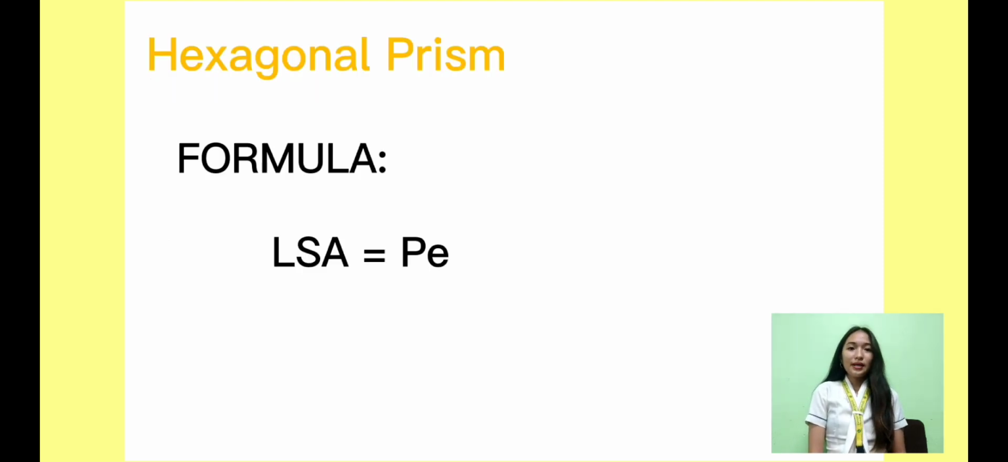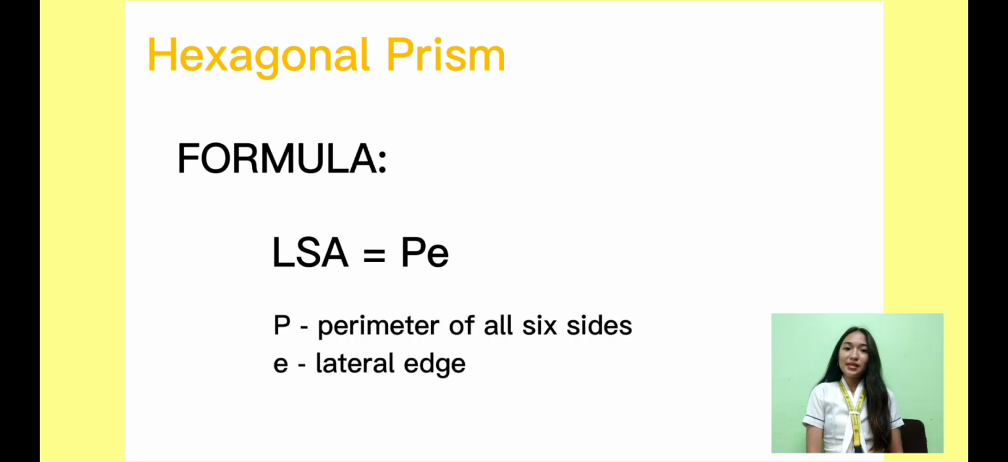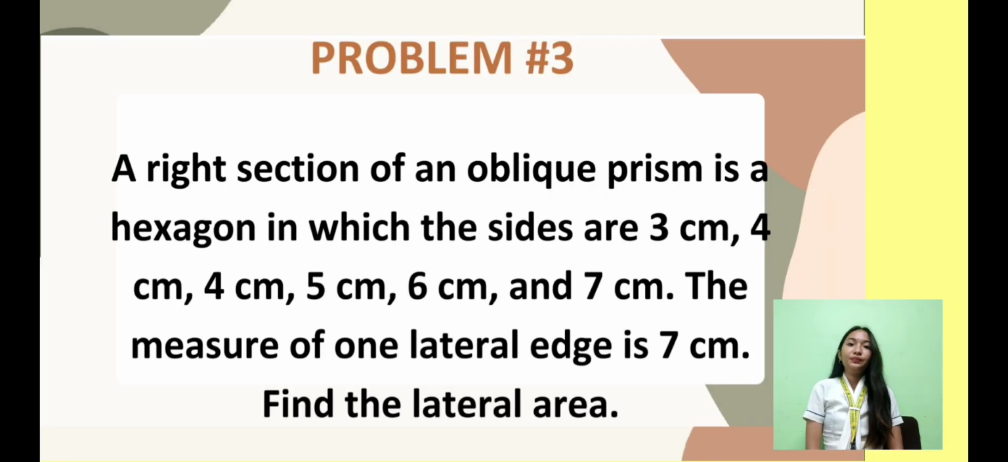So next is the formula we will use. Since we are tasked to find the lateral area, we will use the formula LSA is equal to P times E, in which P stands for the perimeter of the right section and E stands for the length of the lateral edge. So let's go back to the problem. We already have our E, which is 7 centimeters, and we will only get the P. For us to get P, we just have to add the 6 sides, which are 3, 4, 4, 5, 6, and 7 centimeters.